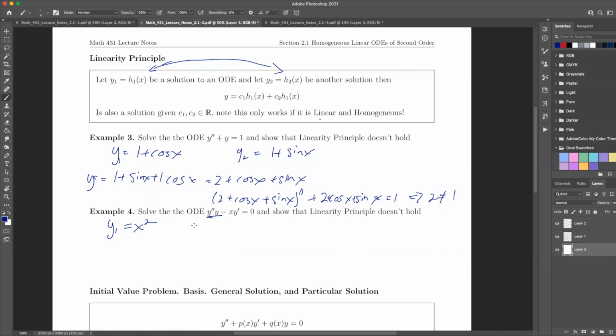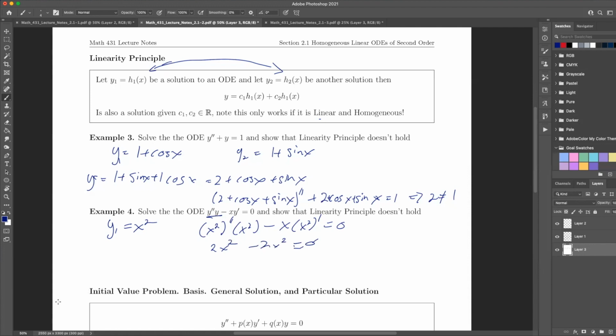So what do I get here? If I test the solution, I have x squared double prime times x squared minus x times x squared prime. I want this equal to 0. This is homogeneous, but it's not linear. However, when I do this, I'm going to get 2 times x squared, and the other part gives me 2x times x, so it'd be 2x squared minus 2x squared, which is equal to 0.